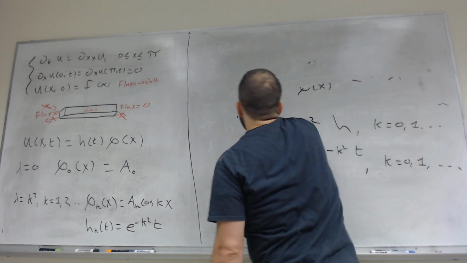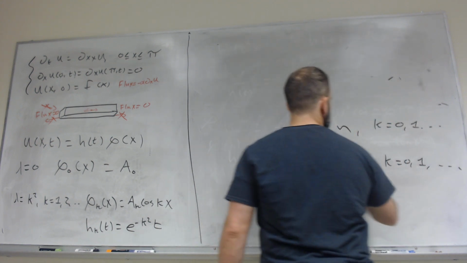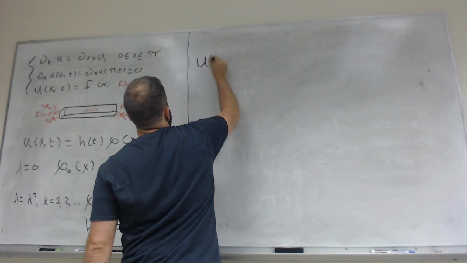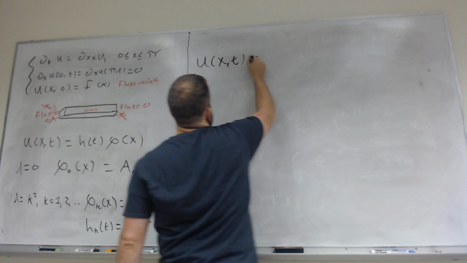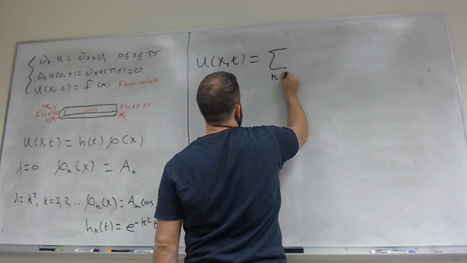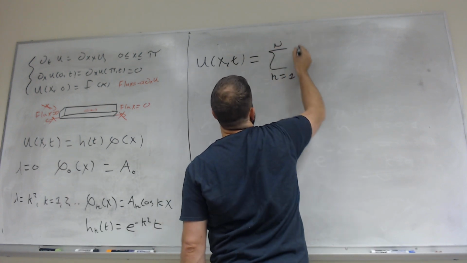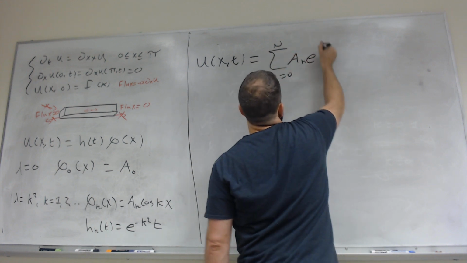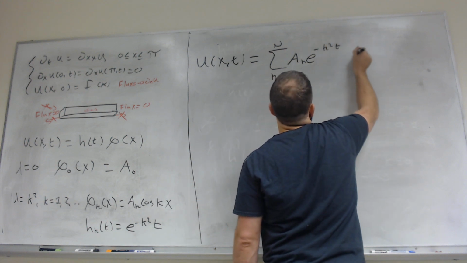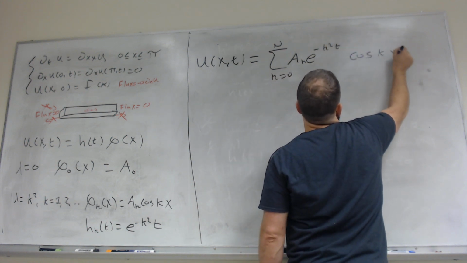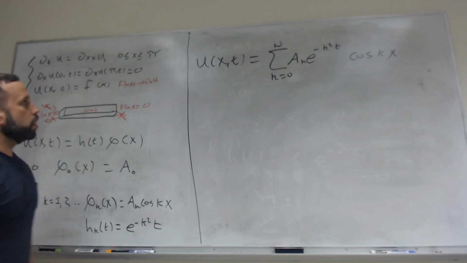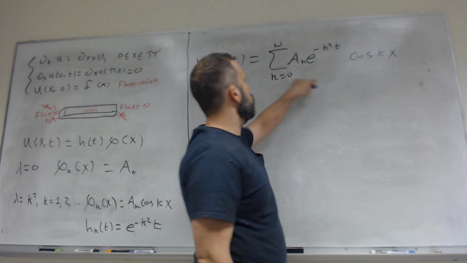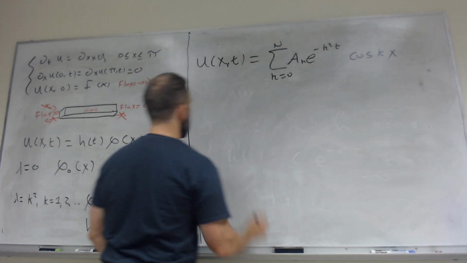Okay, so now the idea is, what if I can write my solution as a sum of these product solutions? So in other words, what if I have u of x, t is equal to the sum k equals 0 to n, a k e to the minus k squared t cosine kx. Well, now following along what we did yesterday, I'm going to note that if I plug in t equal to 0, this is f of x, but the exponent goes away.